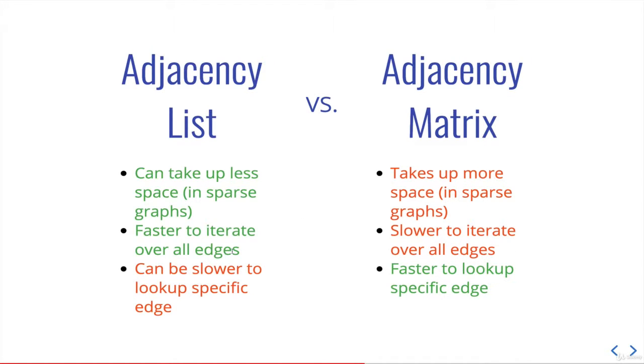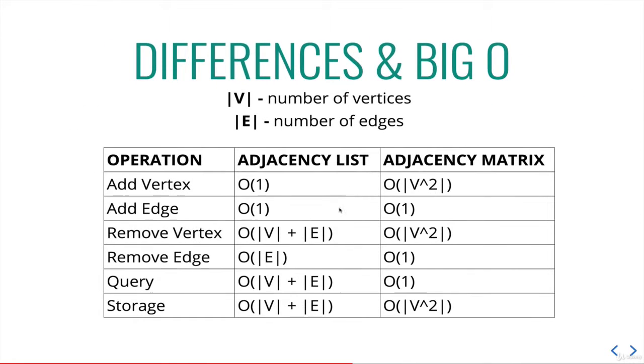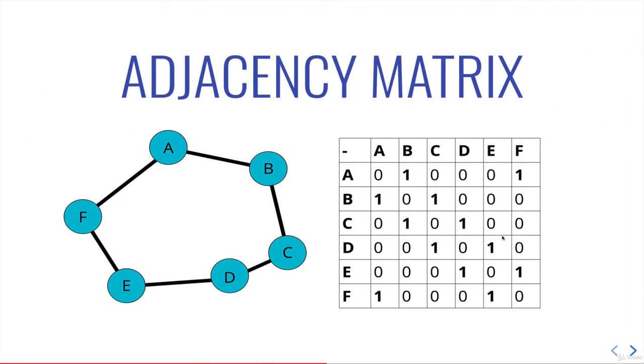However, with an adjacency list, looking up a specific edge to see if it exists can be slow. In a matrix, it's very fast. You can see that on our big O here. To query something, it's O of 1, constant time for an adjacency matrix. So if I wanted to know, going back here, is there an edge between A and D? All I have to do is go find that slot, A and D. No, there's not. Is there an edge between B and C? Go to B, C, yes, there is.